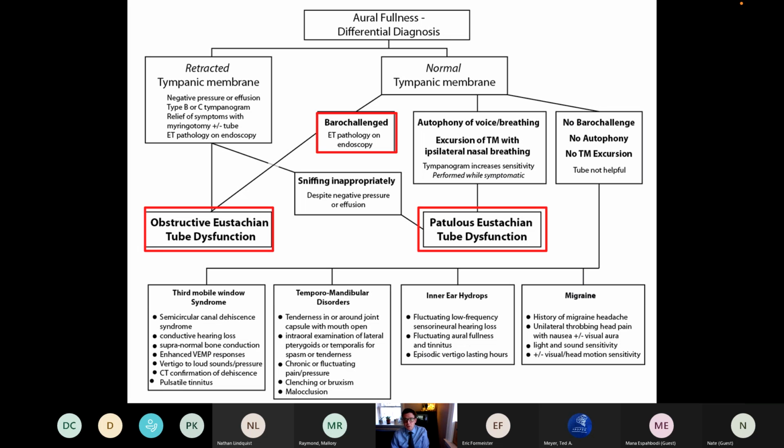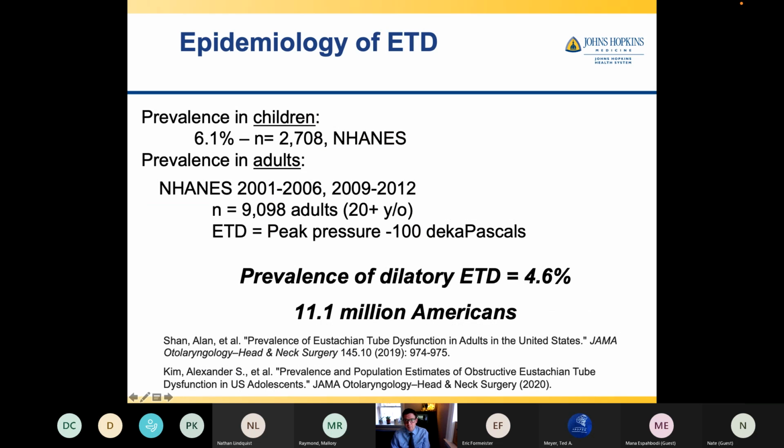All right. So in the rest of the talk, I'm going to discuss the three classes of eustachian tube dysfunction here: obstructive, baro challenge, and patulous, as they're currently defined anyway. First, I'd like to comment a little bit on epidemiology. There's a lot of data on pediatric eustachian tube dysfunction.